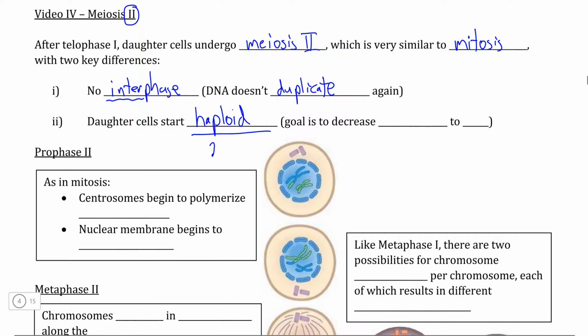The problem is that even though we only have one homologue of each chromosome in each of the 2 daughter cells, there are actually 2 copies, as we can see from the fact that the chromosomes are X-shaped, indicating that the DNA has still been duplicated. So the ultimate goal of meiosis 2 is actually to take our copy number and decrease it from 2 copies of each chromosome to 1 copy of each chromosome per daughter cell.